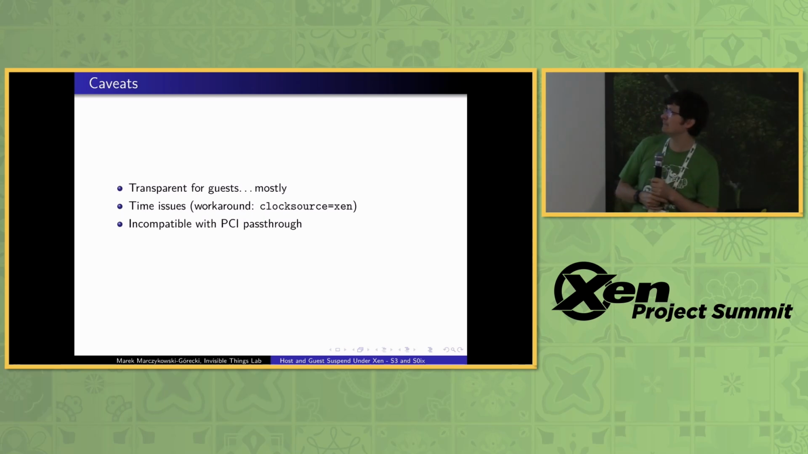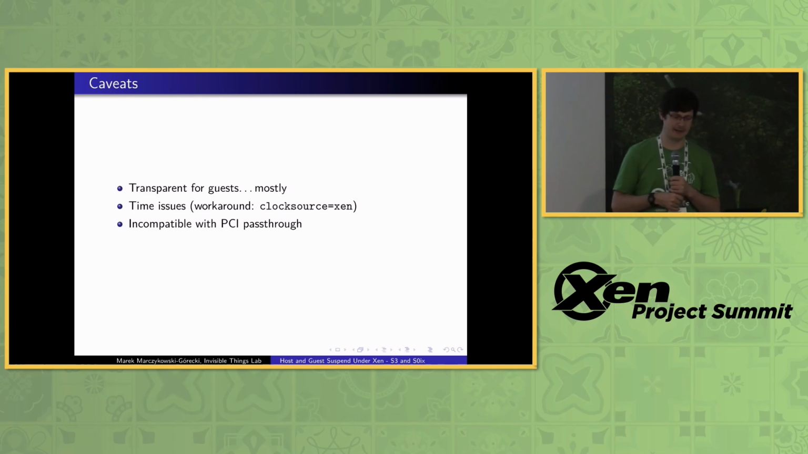And some kernels are not happy about such time jumps. Some software, user space software, is not happy. There is a workaround by forcing clock source xen, which gets updated after the resume. It's very much not perfect. We used to do that on Qubes for a long time, and it was good enough.